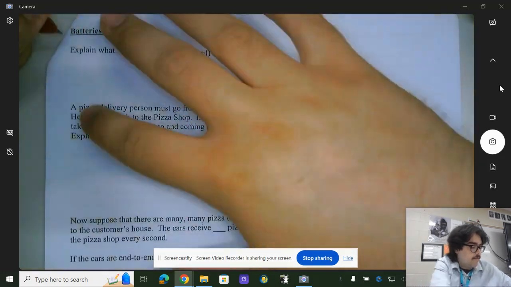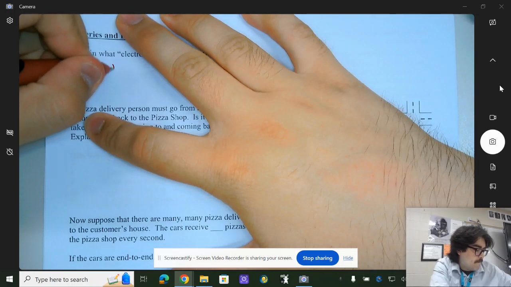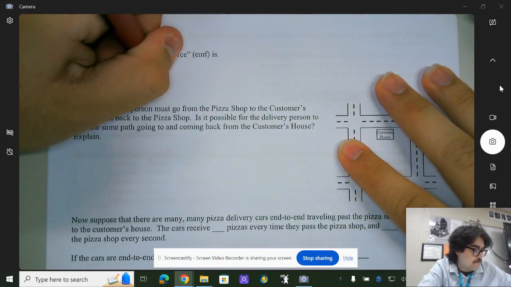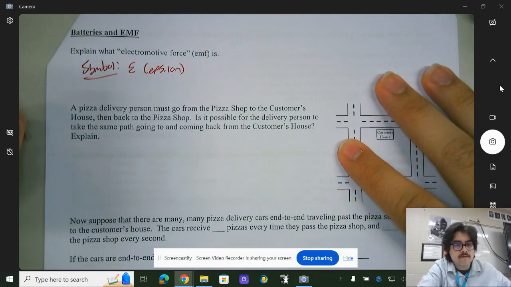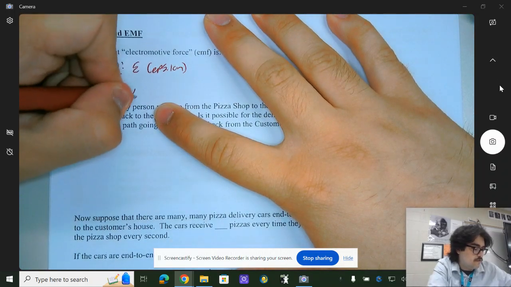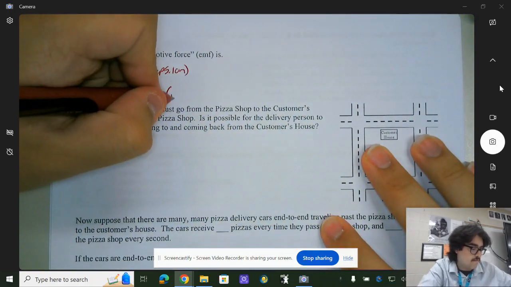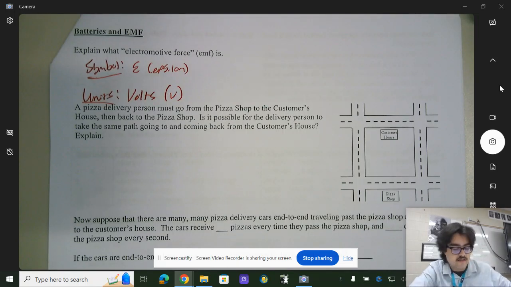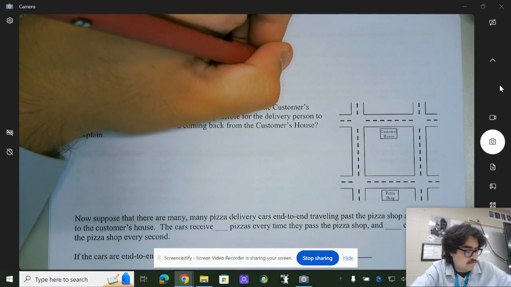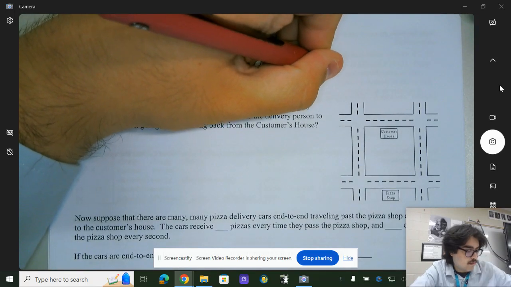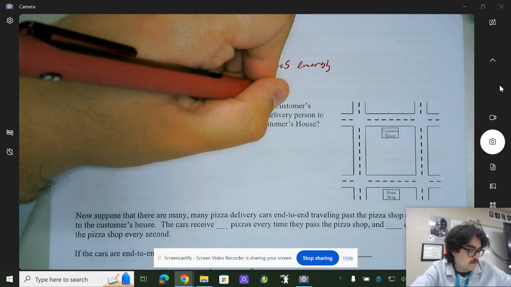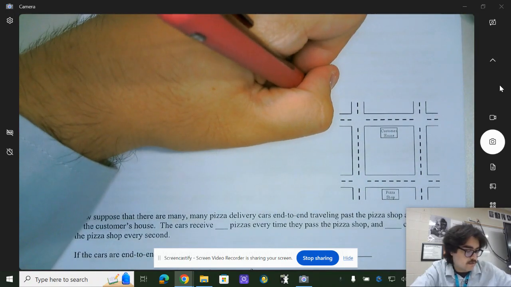The symbol is this backwards 3, which we call epsilon. The units for this are volts, which are shorthanded as a V. What does EMF do? It gives charges energy, and it pushes charges around the circuit.